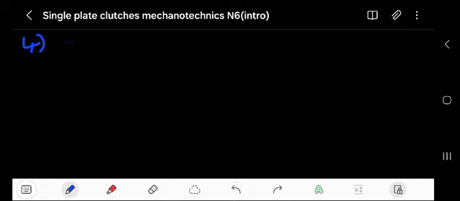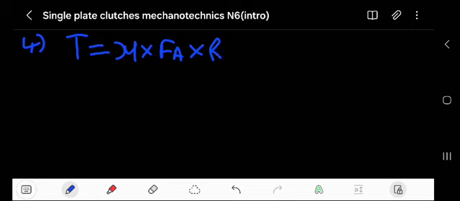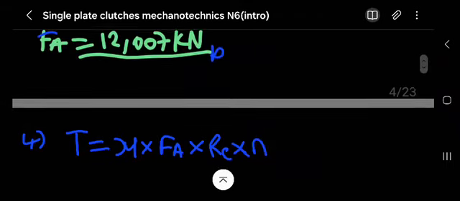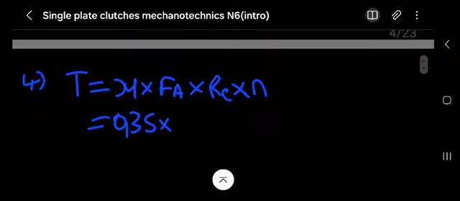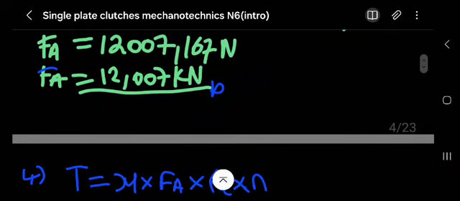Okay, we know the formula will be coefficient of friction multiplied by axial force multiplied by Re multiplied by the number of contact surfaces. Coefficient of friction we know is 0.35. Axial force is the one here. We've calculated it. Here it is.